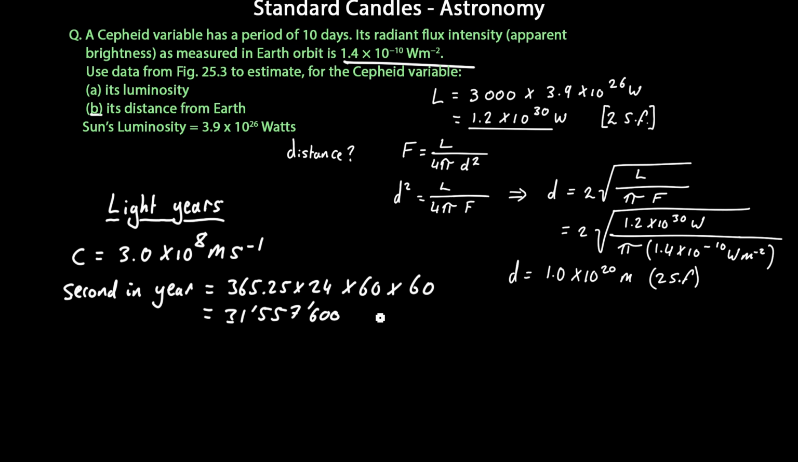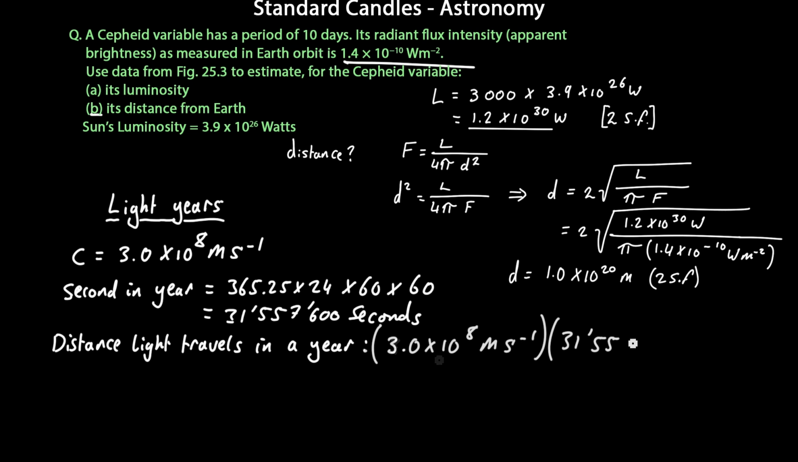And now to get the distance light travels in a single year, we multiply the speed of light by the number of seconds in a year. And you'll see that the seconds in the unit will cancel out here, leaving us with meters. So the distance light travels in a single year is 9.5 times 10 to the 15 meters.